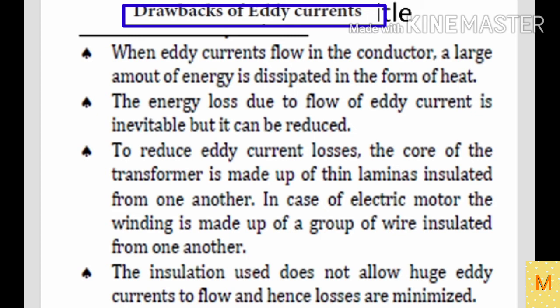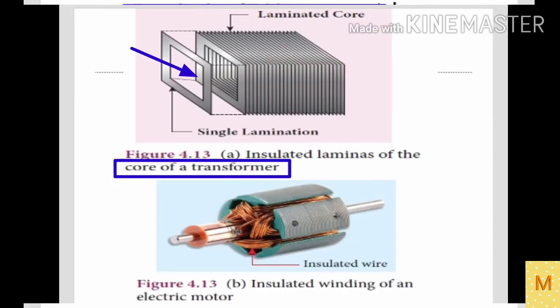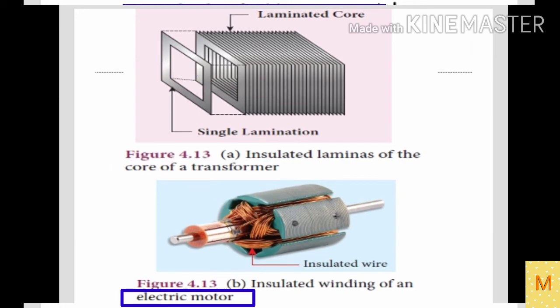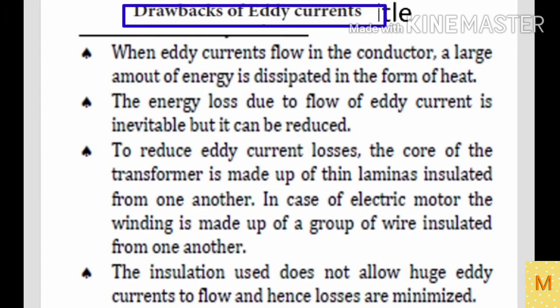To reduce eddy current losses, the core of the transformer is made up of thin laminas insulated from one another. In case of an electric motor, the winding is made up of a group of wires insulated from one another. The insulation used does not allow huge eddy currents to flow and hence losses are minimized.